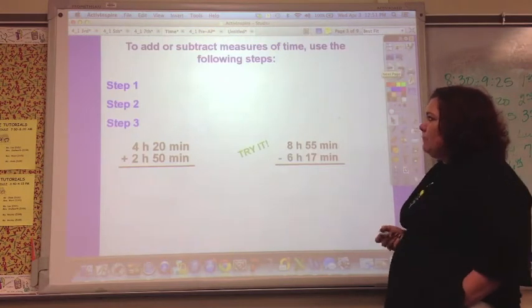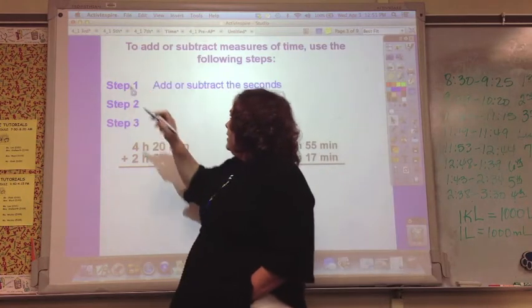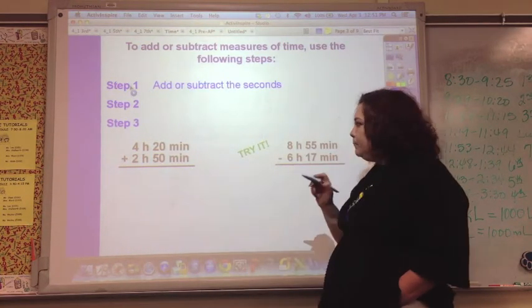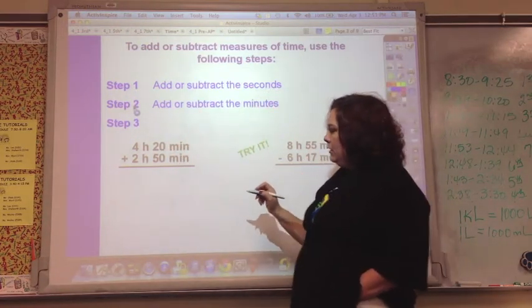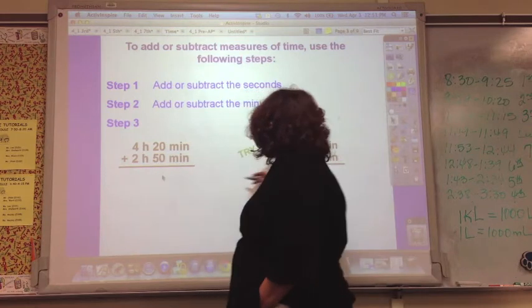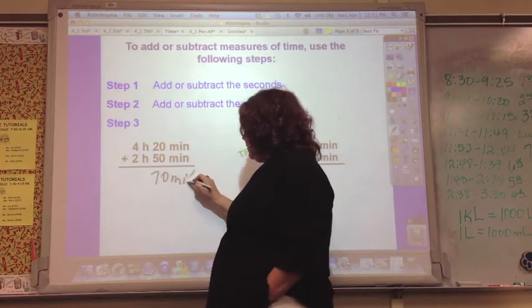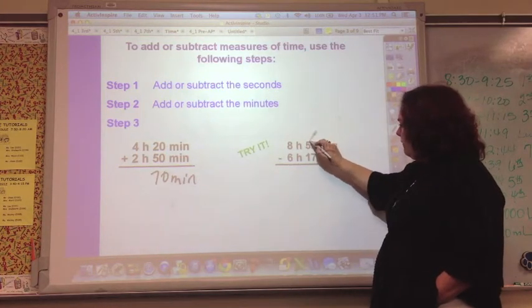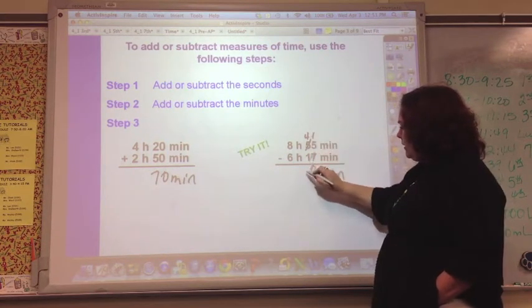To add or subtract measures of time, use the following steps. Step 1 is to add or subtract the seconds. There's no seconds up here. Step 2 is to add or subtract the minutes. So we would add these minutes and subtract these minutes. Now I can't take 7 from 5, so that goes to 15, so 8. And 4 minus 1 is 3.